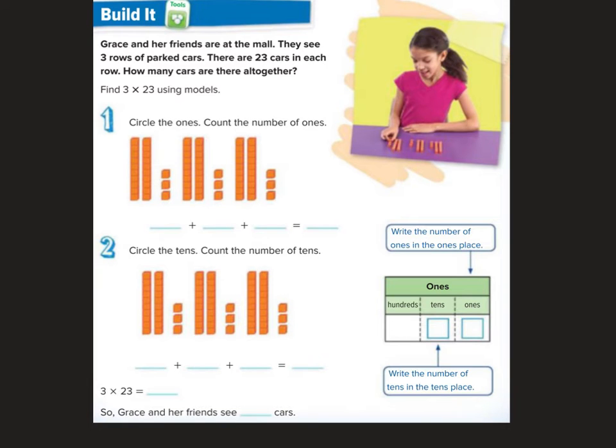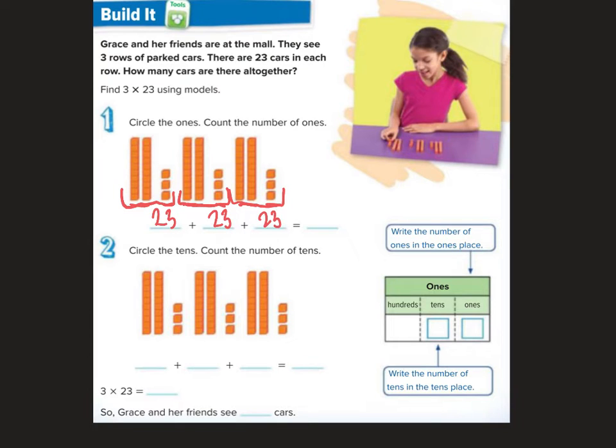All right, so here it says, Grace and her friends are at the mall. They see 3 rows of parked cars. There are 23 cars in each row. How many cars are there altogether? So if I wanted to find 3 times 23 using models, notice I've got 3 groups of 23. It'd be 23 plus 23 plus 23.